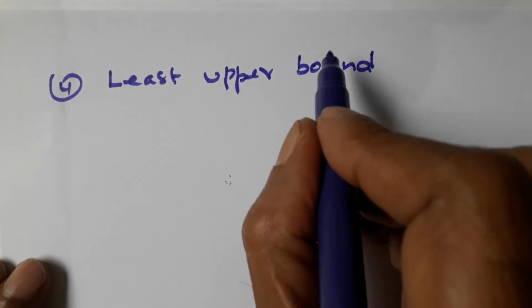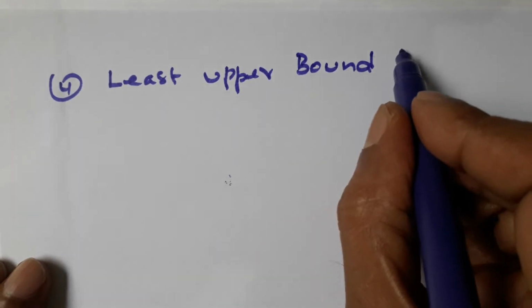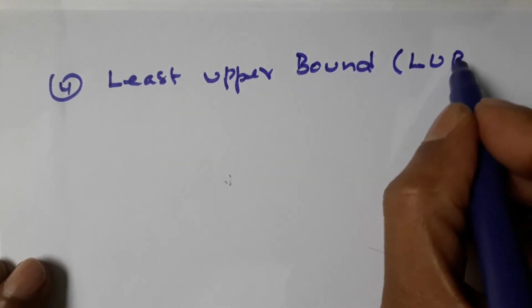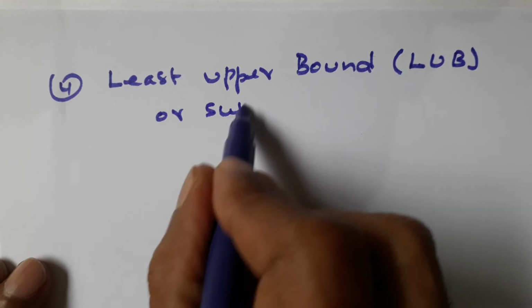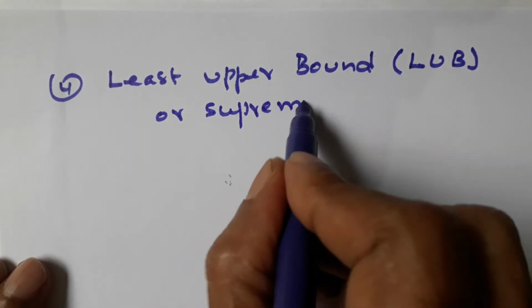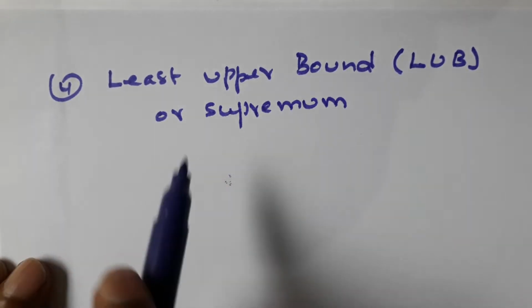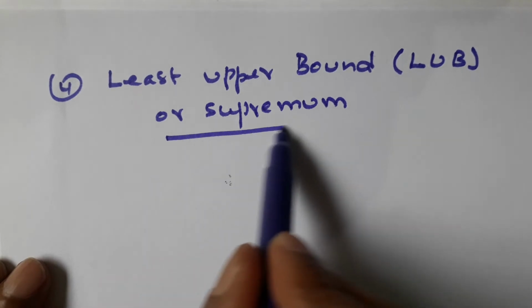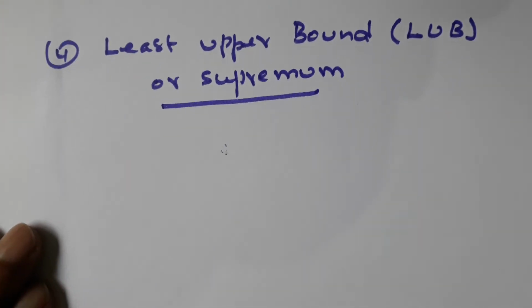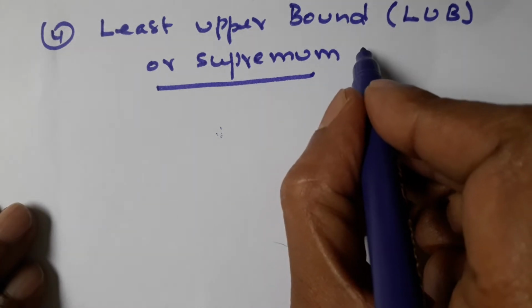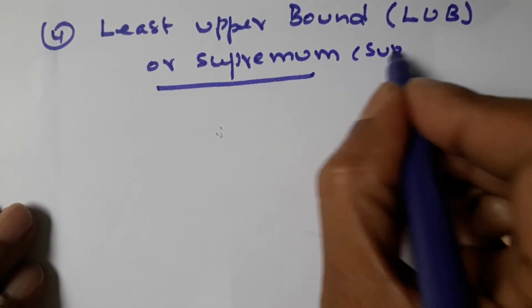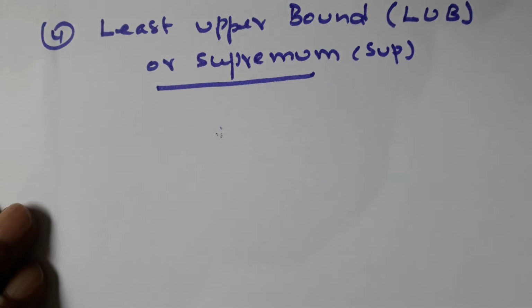Least upper bound. Sometimes it is called LUB or supremum. Both words we are using for this: least upper bound or LUB. Or simply it is also SUP, supremum of a set.